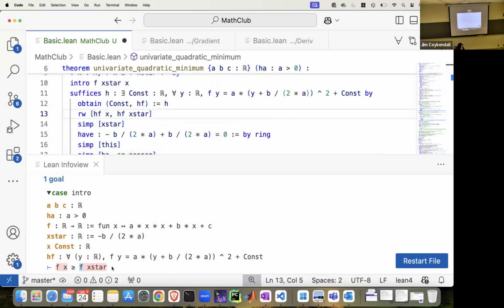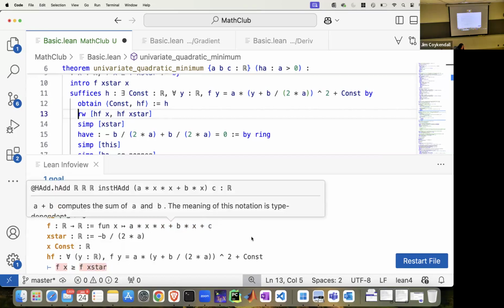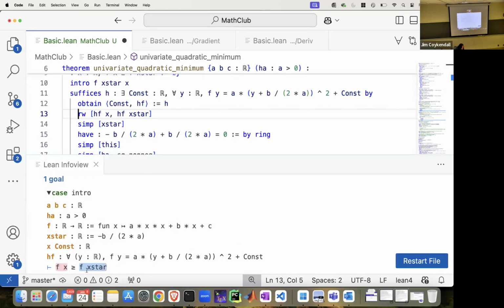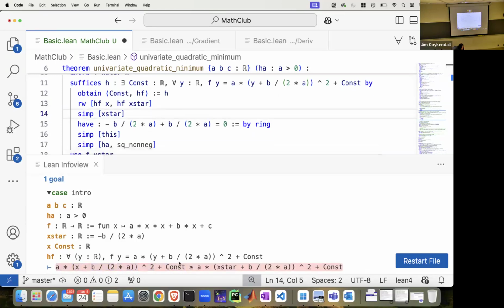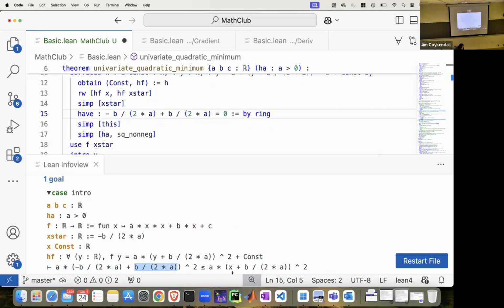Previously, the goal I'm trying to prove is f(x) is greater or equal to f(x star). Now I'm going to start plugging in the value of the function at x and the value of the function at x star. This is the value of the function at x. This is the value of the function at x star. Now, over here, I'm going to simplify this statement because I know what x star is. So I'm going to plug in x star inside. Okay, so this is what I'm trying to prove.